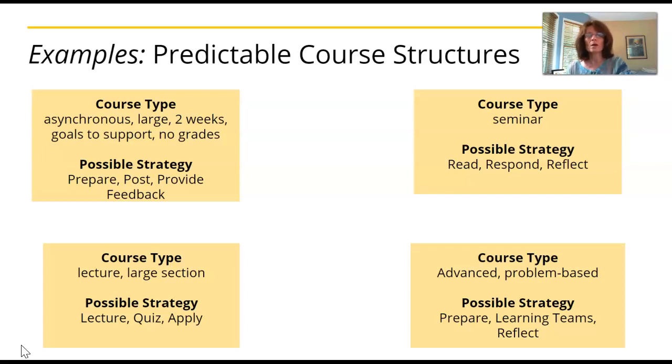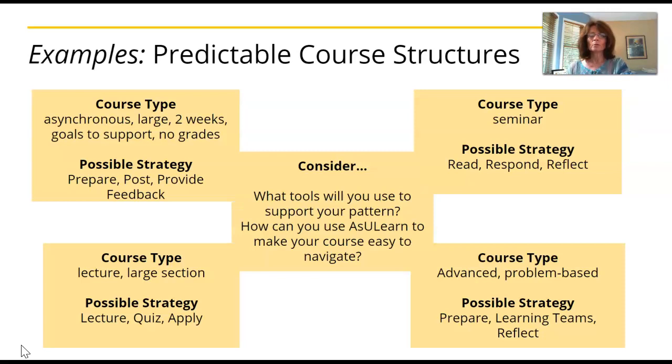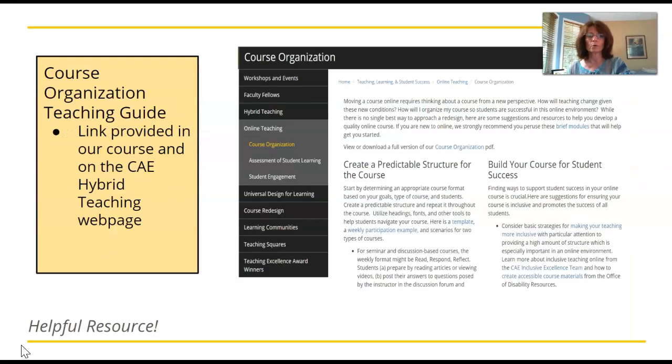So these are just types of predictable course structures. Of course, you should adapt it based on your goals and what you plan to do with your students. So after you think about your course structure, again, we're going to be thinking about what are the tools you'll need to support this pattern, and how can you use As You Learn to make your course easy for students to navigate. So those are just some ideas, and of course this will go back into your Agile Teaching Strategies chart under the course organization horizontal row.